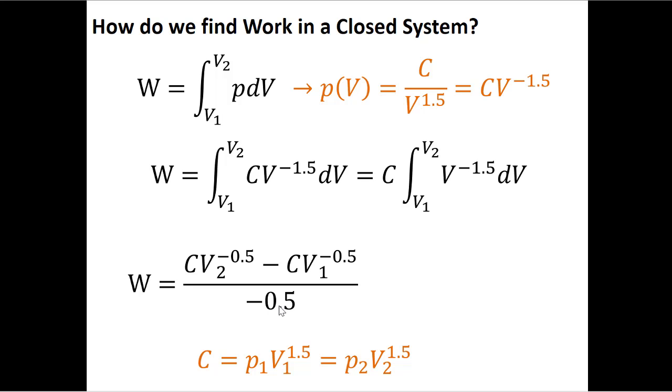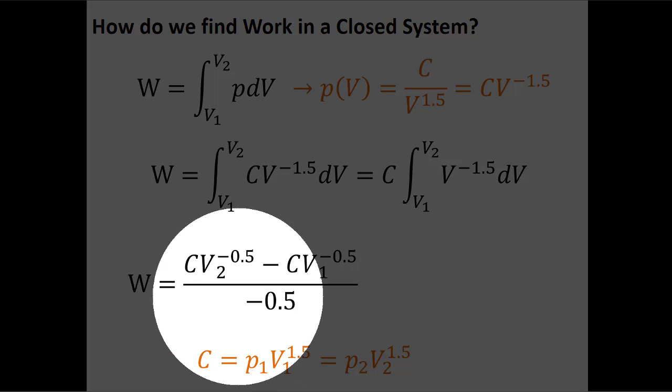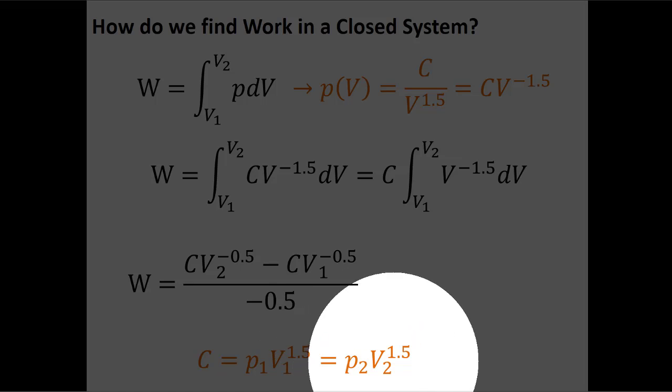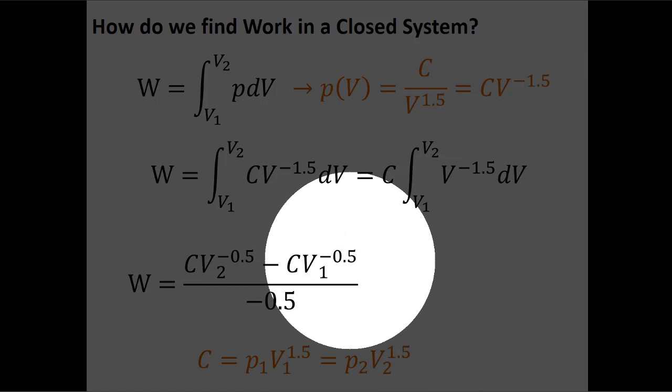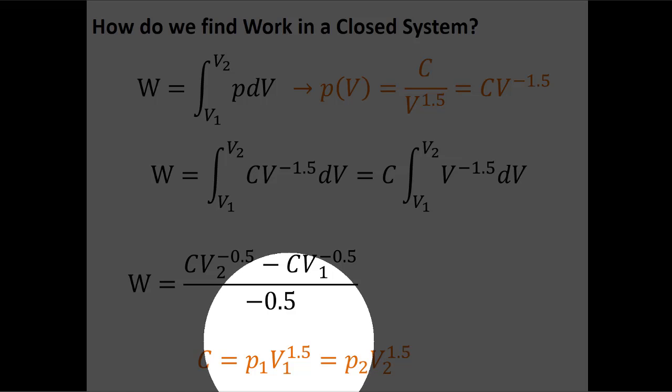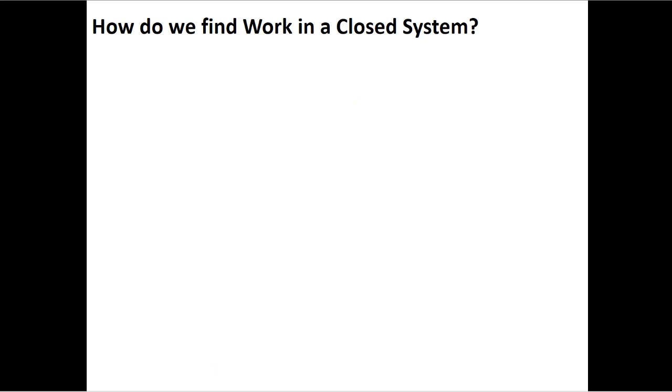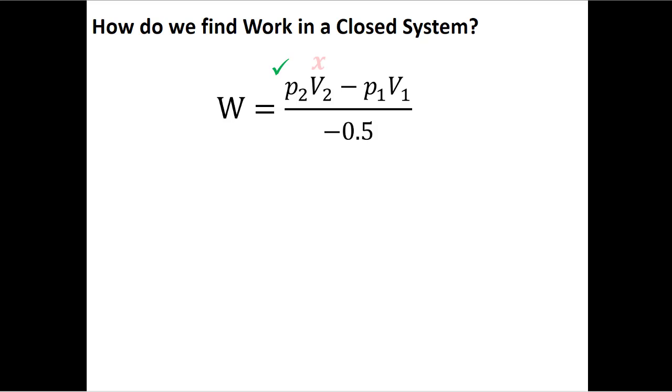So I'm going to match up the subscripts here, so that the first time I use this constant C, I use P2 V2 to the 1.5. And the second time I use the constant C, I'm going to use P1 V1 to the 1.5. So when I do that, I get P2 V2 minus P1 V1, divided by negative 0.5, is equal to work. So this is good because now I have an equation for the work. I know P2, I don't know V2, I do know P1, and I know V1. So I need to be able to find V2.